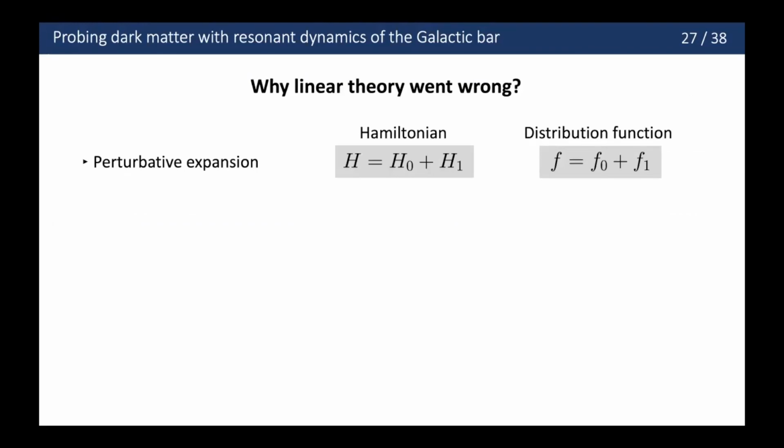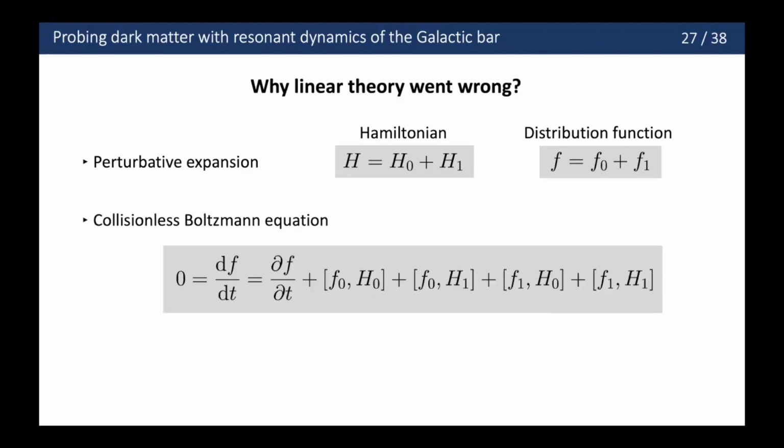In our case, H1 is the bar's potential, and F1 is the change in the distribution of the dark matter induced by the bar's potential. If you substitute this into the Boltzmann equation, which describes how the phase space density evolves over time, we get this. Basically, the Boltzmann equation tells us that the phase space density along the orbit is always conserved. This is just Newton's theorem.